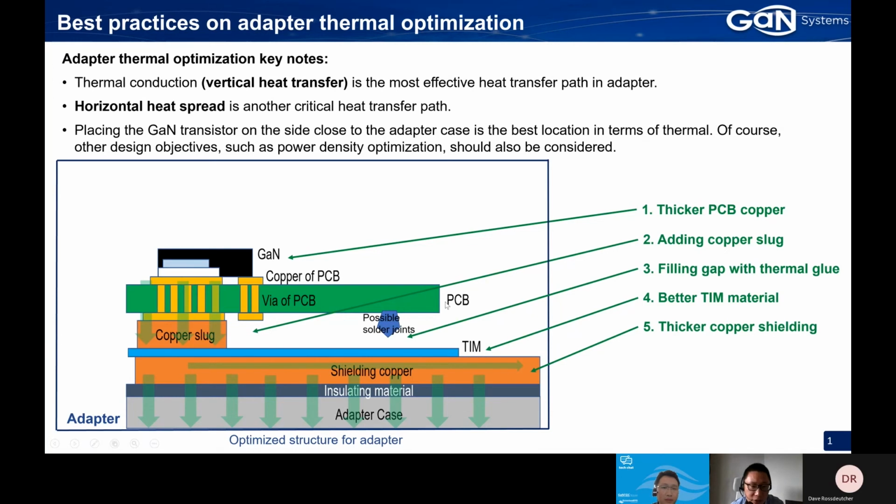And here in the figure, as the device is bottom cooled, we just mounted it upon the PCB, and the heat is transferred vertically through the copper of the PCB to the copper slug, to the tin, and then to the shielding copper, insulating material, and finally down to the adapter case.